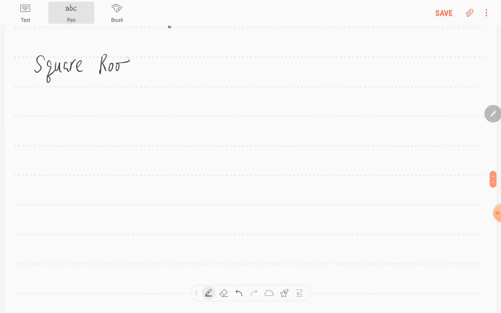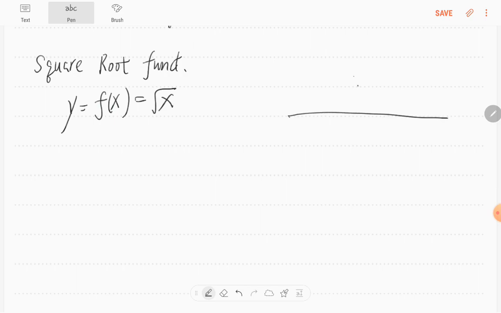Square root function. The square root function is given by f of x equals the square root of x. So now let's look at some graphs. Let's take x and f of x, some points.